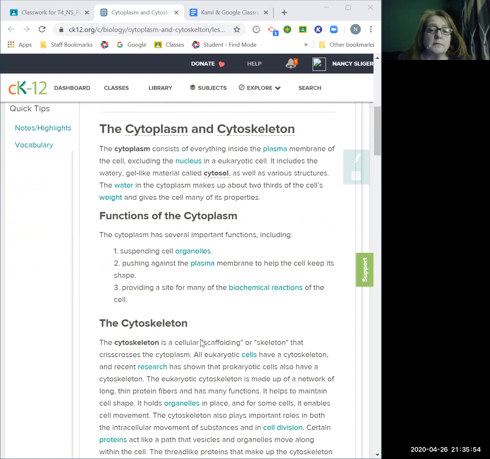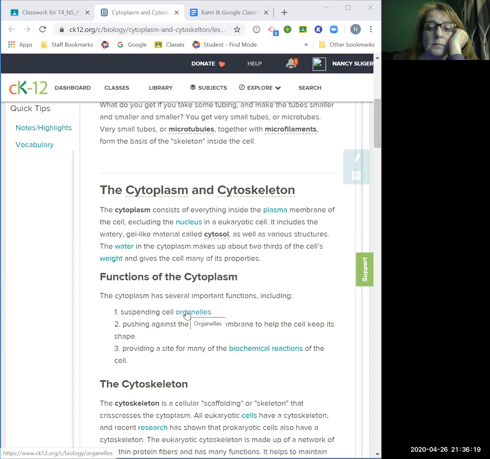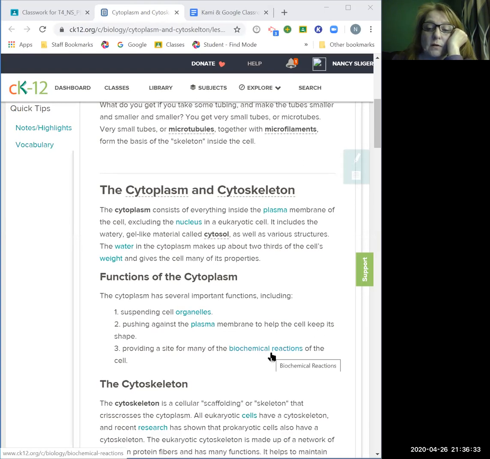Functions of the cytoplasm. Let me back up here. First of all, it includes everything. The gel-like material is called cytosol. So it's basically going to include cytosol, and everything inside the plasma membrane is going to be the answer for what does the cytoplasm include. And it helps to suspend the organelles. It gives them like a cushion to work in. It gives the cell its shape by pushing against the plasma membrane, and it carries out many of the reactions for this function of the cell.